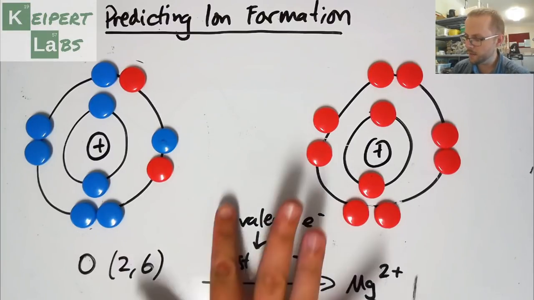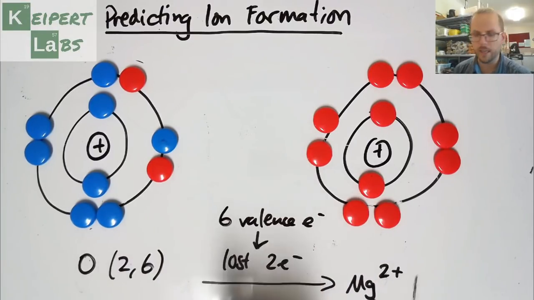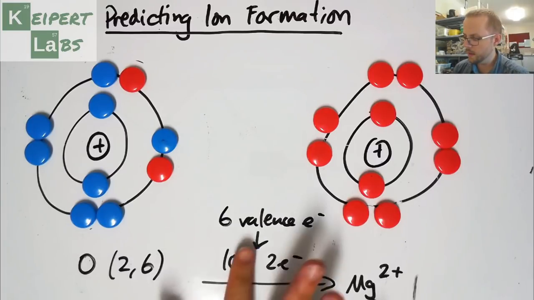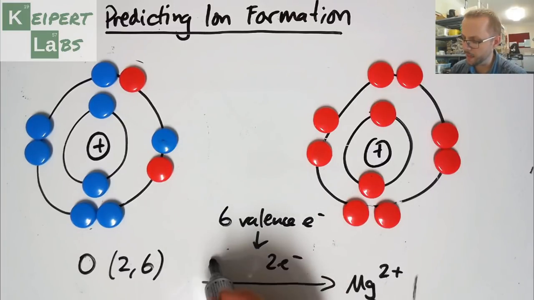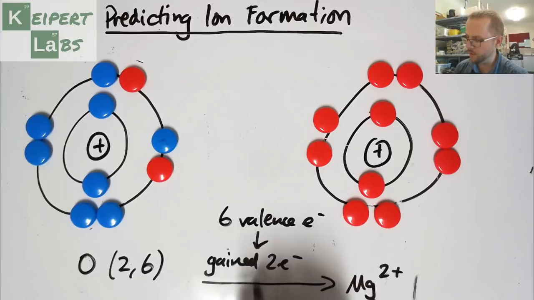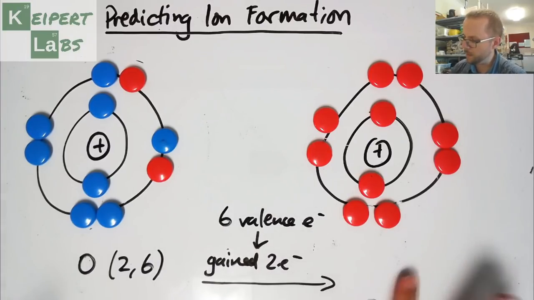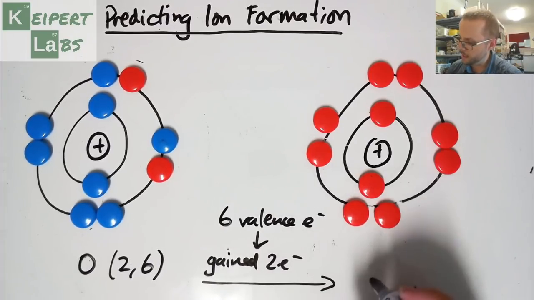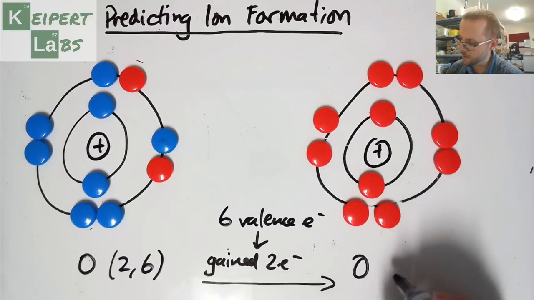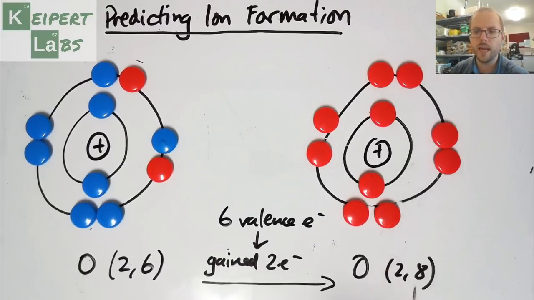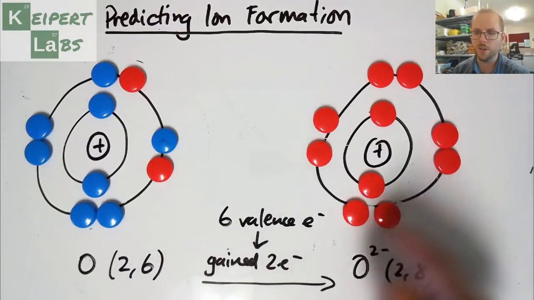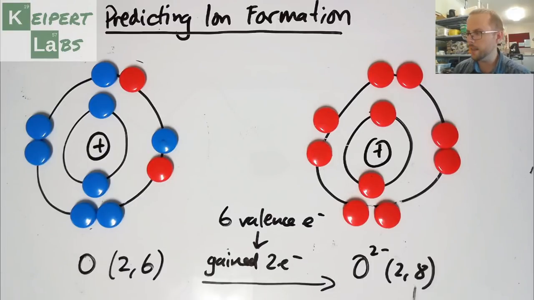So what it has is that it had 6 valence electrons before, and what we've done is we have gained 2 electrons. We haven't formed a magnesium ion. What we have formed is an oxygen ion that now has 2 and then 8. It's got 2 extra negative charges than it did before, so it has a 2- charge. So 6 valence electrons, it gained 2 to give 8 in its outer shell. Okay, now let's look at the next one.